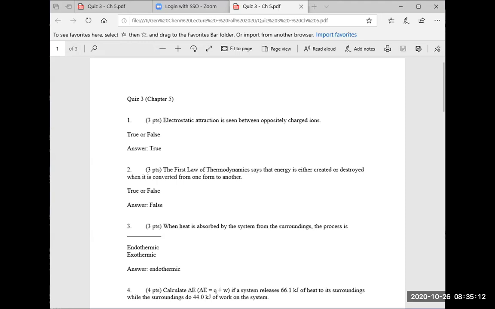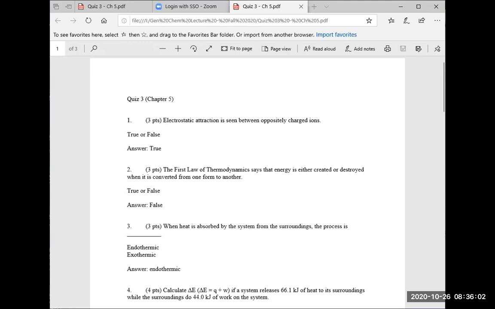So for quiz 3, which is on chapter 5, the first question: electrostatic attraction is seen between oppositely charged ions. That's true. That's the old opposites attract thing that we've talked about. Number 2, the first law of thermodynamics says that energy is either created or destroyed when it is converted from one form to another. That's false. Energy is neither created nor destroyed. That's the key thing to the first law of thermodynamics. Number 3, when heat is absorbed by the system from the surroundings, the process is endo- or exothermic, and the answer is endothermic. So if it's absorbing the heat, it's endothermic.